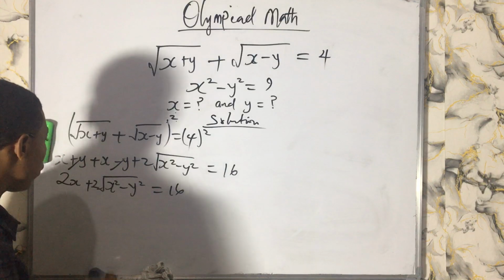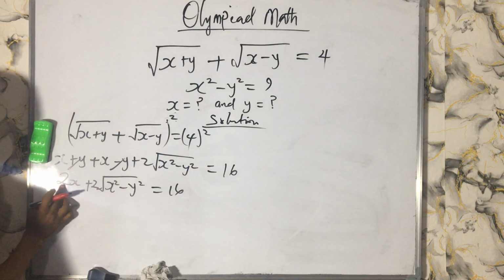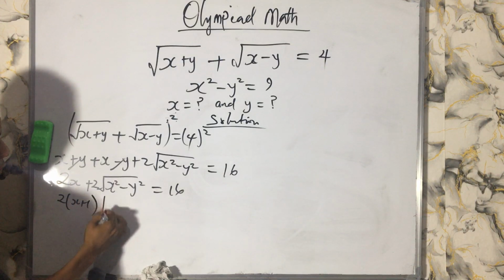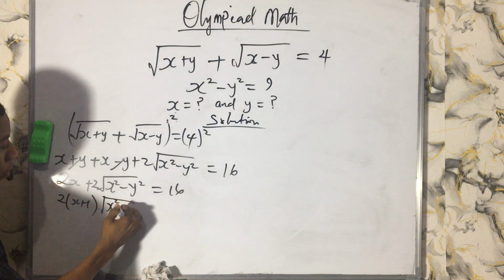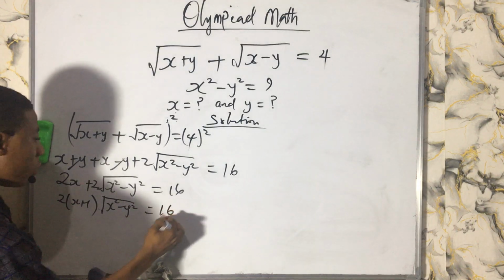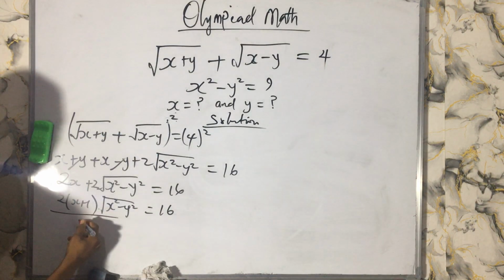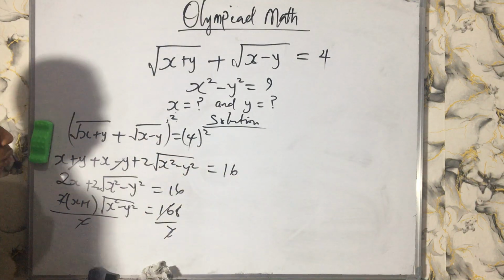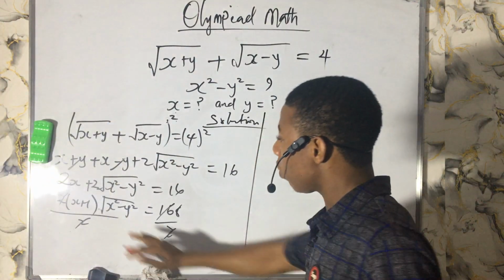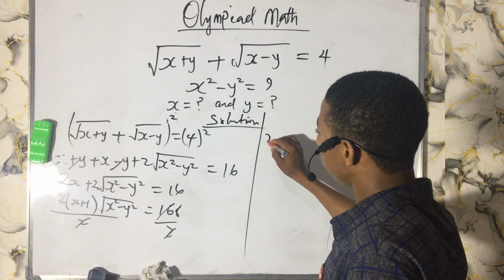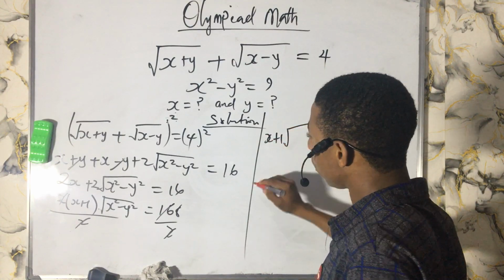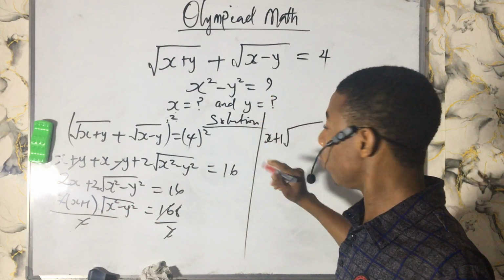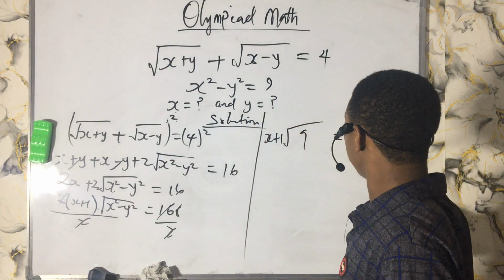If I factorize this, you know that 2 is common. So let's factorize it: 2 times x plus 1 square root of x squared minus y squared equals 16. We can divide both sides by 2. These 2s cancel, and there is 8 on the other side. So what is left is x plus 1 square root of x squared minus y squared, and originally you know that x squared minus y squared is 9. So we just put it here: equals 8.